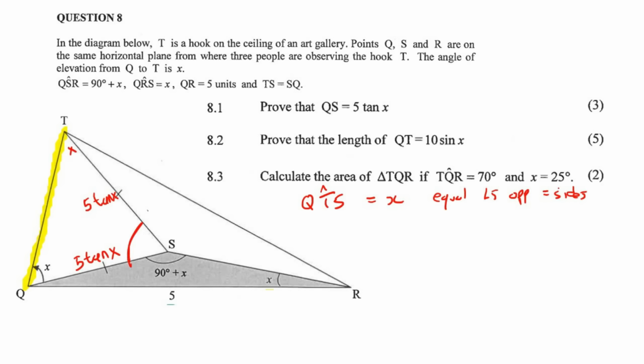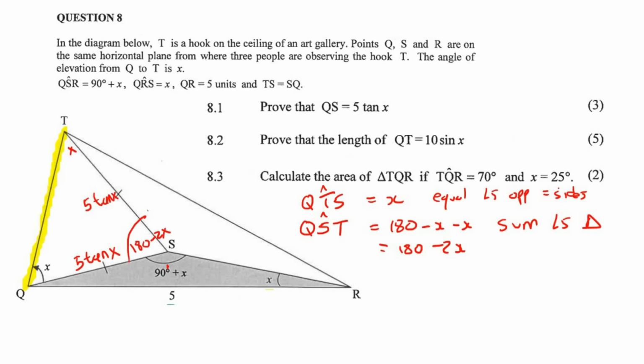Then I can work out this angle over here just by using sum of angles in a triangle. Now you can't just say S, because S could be this, this, or this. So you have to tell them which S. You're talking about QST. That's the S we're talking about. So angle QST is equal to 180 minus x, and that's just because of sum of angles in a triangle. And so that's going to be 180 minus 2x. So this angle here is 180 minus 2x.